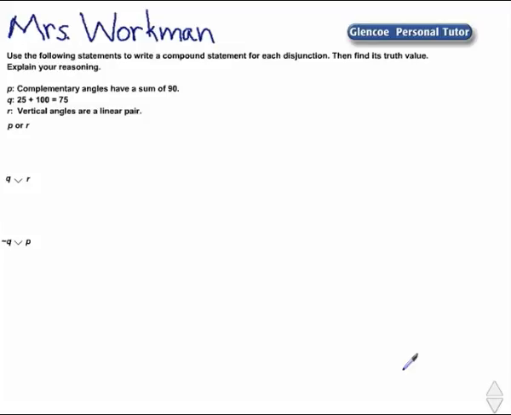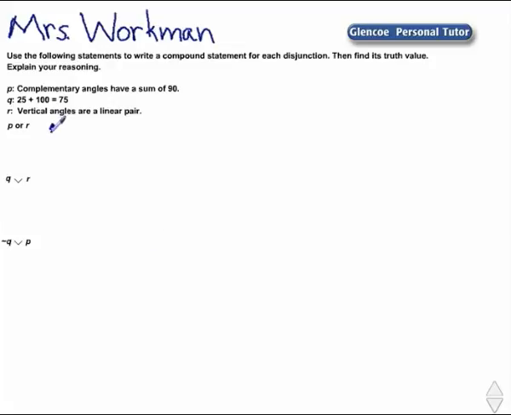Before we begin, let's recall a fact about disjunctions. For a disjunction to be true, at least one of the statements making up the disjunction must be true. So the first one we're to consider is P or R.